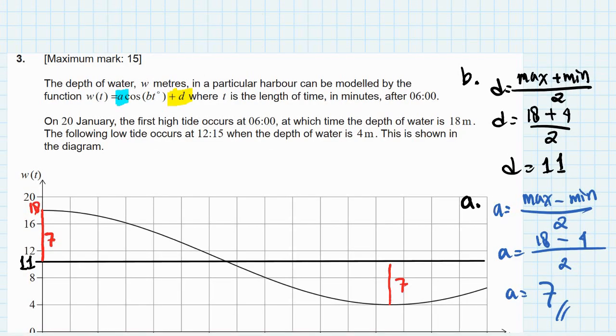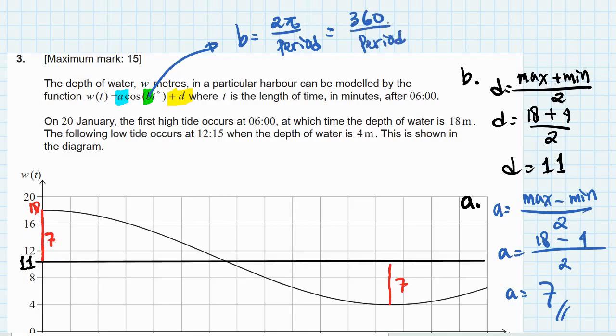What is B? B is referring to the period, but it's not the period itself. B is derived from the period: B is equal to 2 pi over period, or sometimes it's 360 divided by period. What makes it different? If you're using 2 pi, you will use radians on your calculator. If you're using 360, you are using degrees.